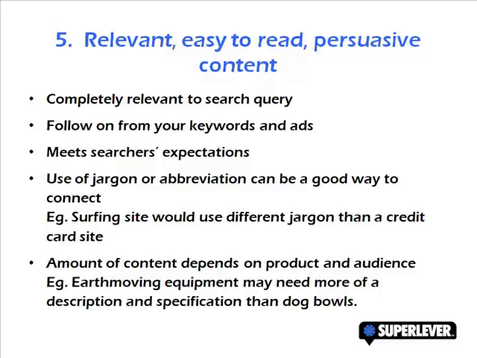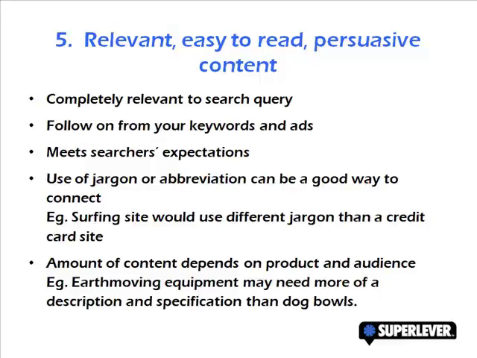And moving on to content, persuasive content starts by being totally relevant to what the searcher is looking for. It should particularly follow on from your keywords and ads and basically meet the expectation of the person who clicked on your ad. If you've advertised a particular deal, make it clear on your landing page. Follow through. Using jargon or abbreviation could also be a good way to connect to your audience, depending on your product. For example, a surfing site would use different language or jargon to connect to its visitors than a credit card or financial site. The amount of content that you use pretty much depends on the product and your audience.